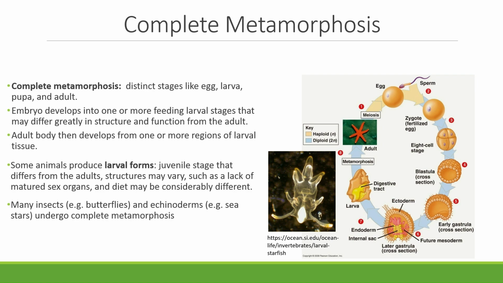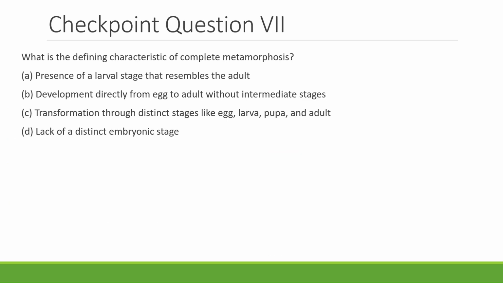Echinoderms, such as sea stars, also show complete metamorphosis, with a bilateral swimming larva that transforms into the radial adult. This pattern allows for extreme specialization at different life stages, and contributes to the ecological success of these groups. This brings us to checkpoint question 7. What is the defining characteristic of complete metamorphosis?